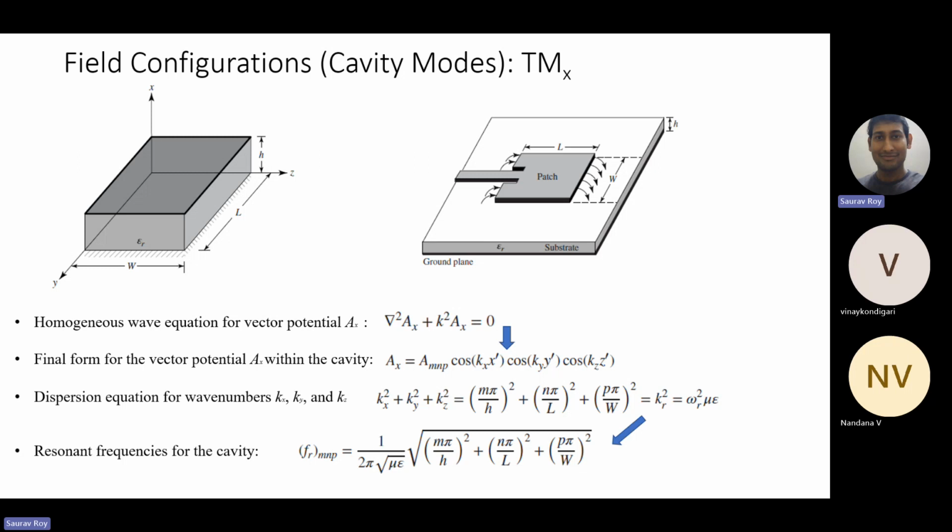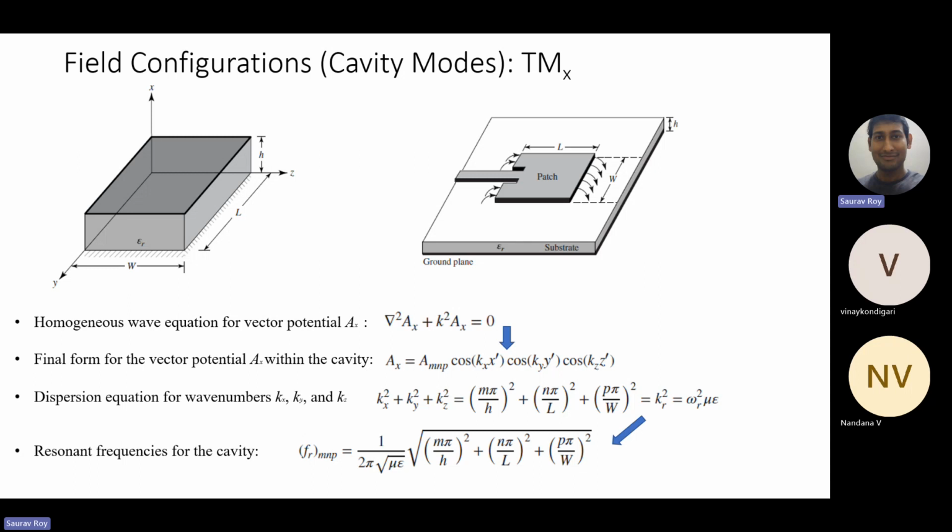So these kx, ky, kz, sorry, these are the values of m pi by h, n pi by l, and p pi by w. These are the lengths in the three components, x, y, and z dimension, and that equals kr. This is the composite wave number, and that is equal to omega square mu epsilon. Omega is the frequency, the cutoff frequency, and mu epsilon are the properties of the substrate. Why is it important? From this, fr is the resonance frequency of any particular mode.